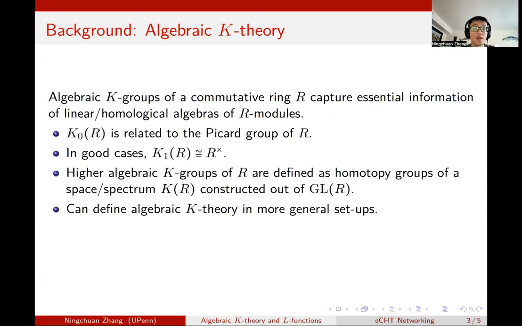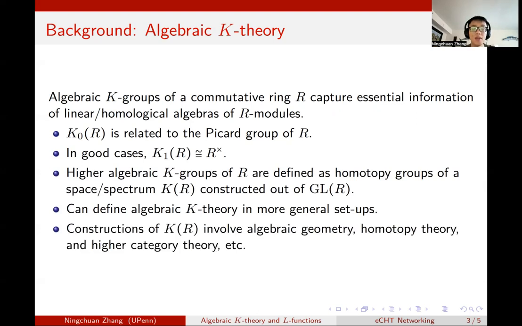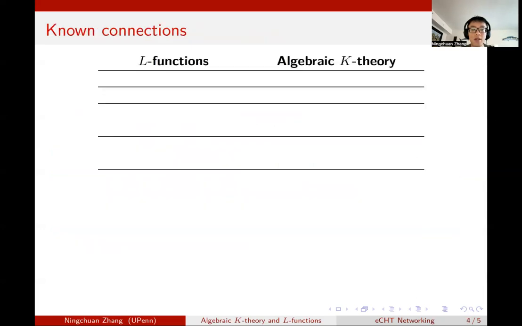And we can define algebraic K-theory in more general setups, like we can define algebraic K-theory of schemes. And there are many different constructions of the space K(R). Those constructions involve algebraic geometry, homotopy theory, and higher category theory, etc.